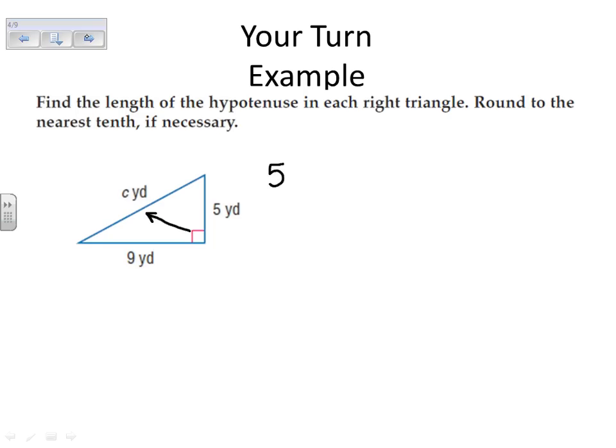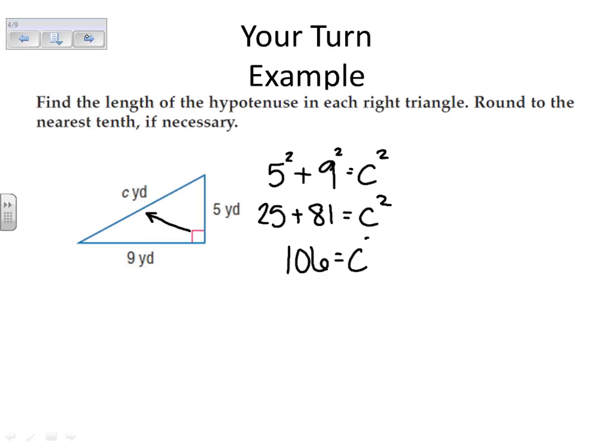So we're just going to plug in our other sides as 5 squared plus 9 squared equals C squared. So we have 25 plus 81 equals C squared. 25 plus 81 is 106 equals C squared. And I'm going to take the square root of 106. Cancel out the square root. We got C. The square root of 106 rounded to the nearest tenth is 10.3. And that you just get from simply typing into your calculator.